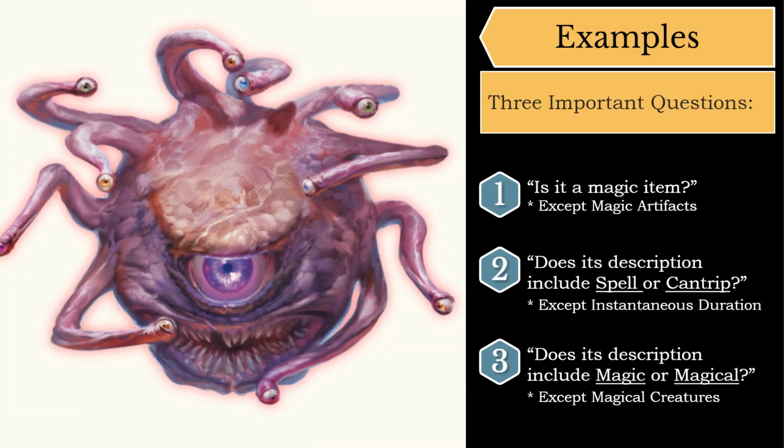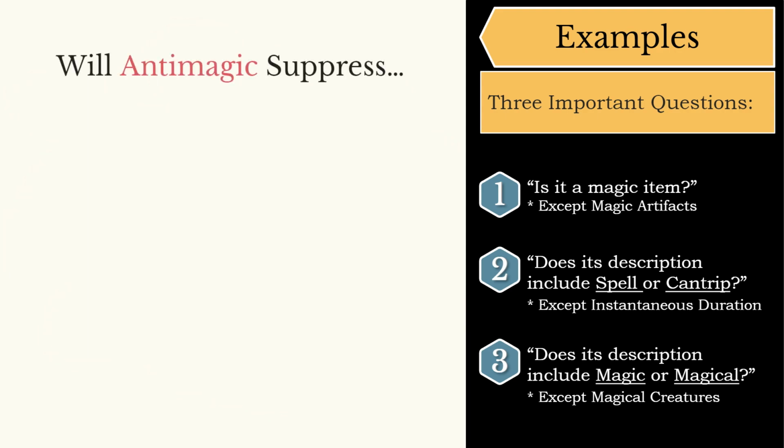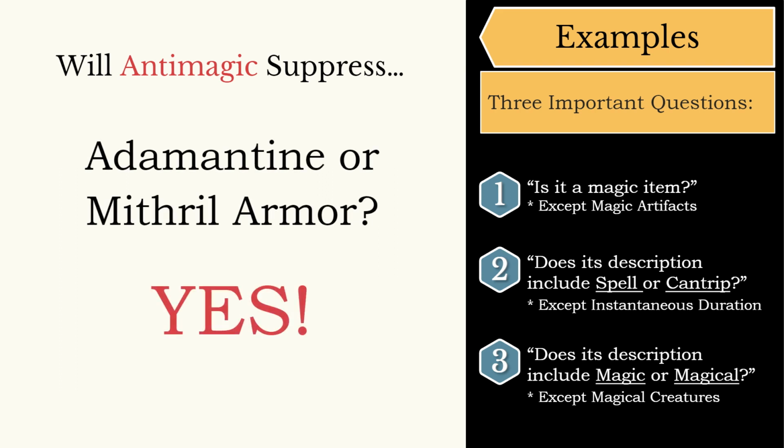Okay, so we know what anti-magic does, what it affects, and what it doesn't affect, so let's bring it all together and look at some common examples. For each of these, we'll be asking, will anti-magic suppress this? First up, will anti-magic suppress adamantine or mithril armor? And the answer to that is yes. They are magic items and therefore will lose their special abilities while inside an anti-magic field.